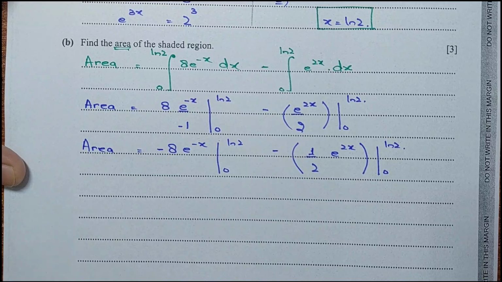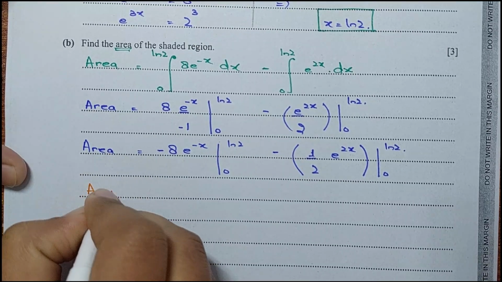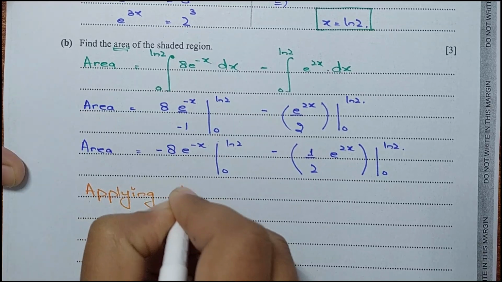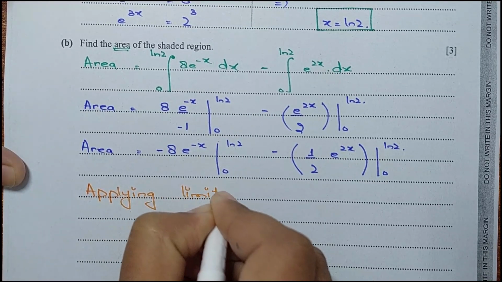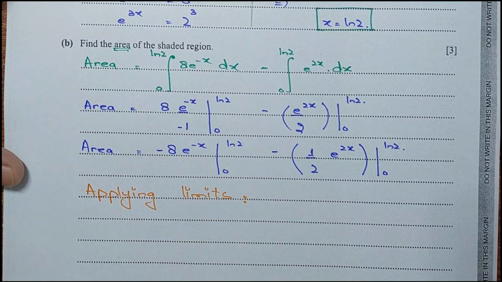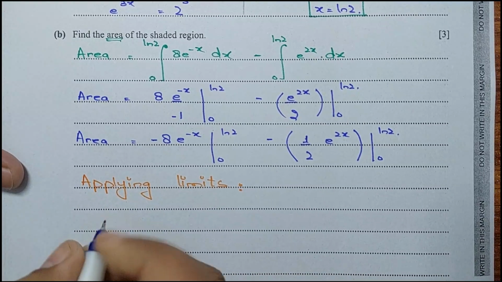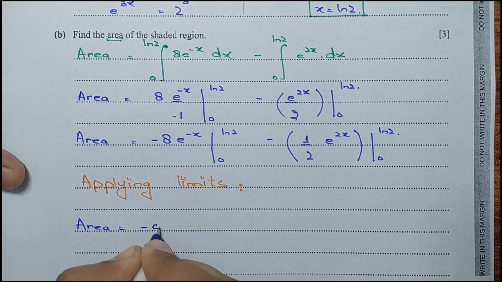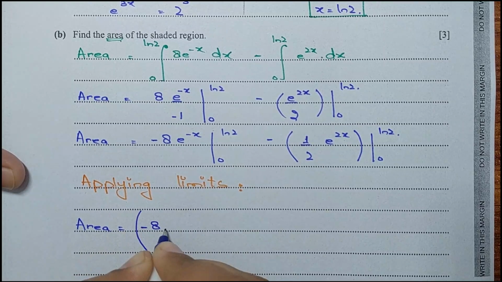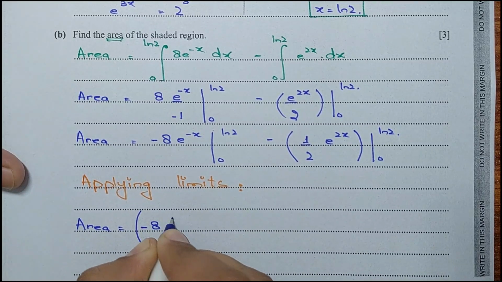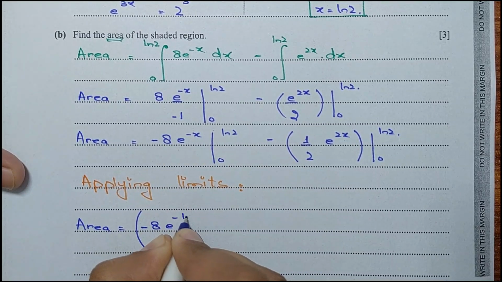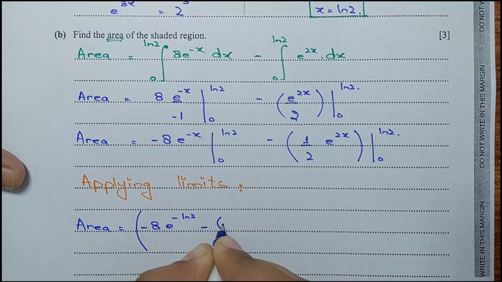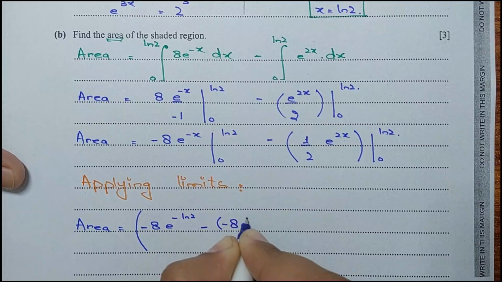You can see, applying limits. So the upper limit subtract the lower limit. Let's see what is the value for the area. Negative 8 is outside. Minus 8 e power minus x, the upper limit is ln 2. Upper limit minus the lower limit is minus 8 e power minus 0.